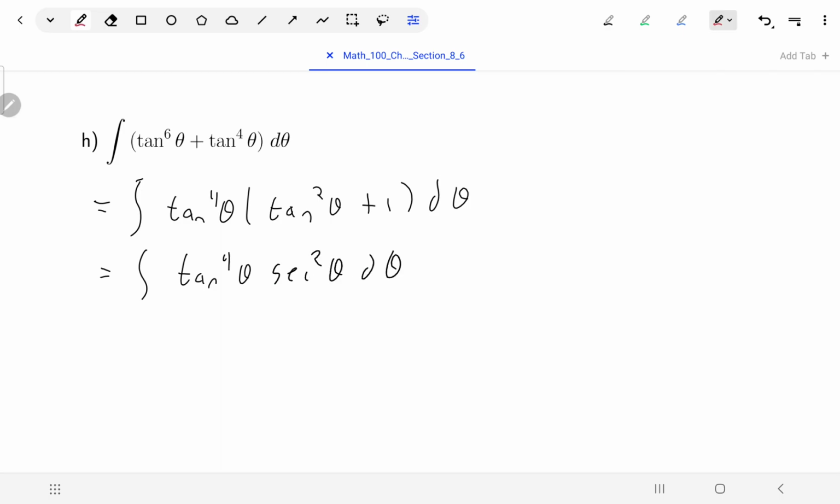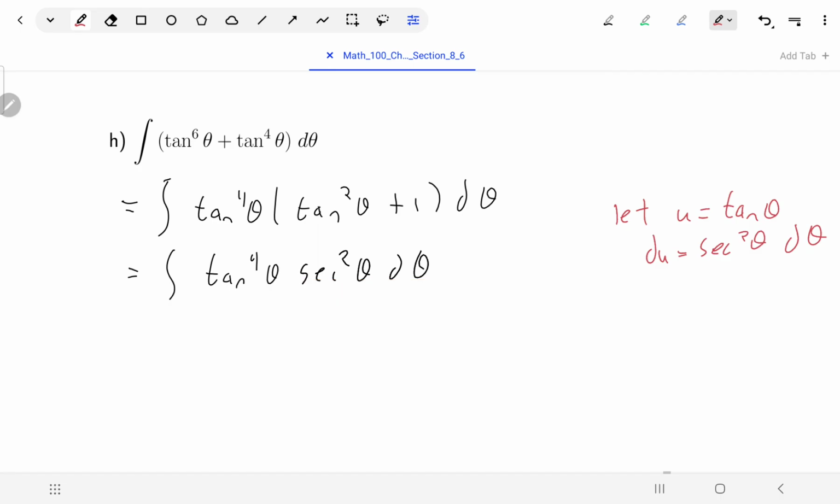And now I have something where I can do a substitution. If u were to be replacing tangent, then du would be the derivative of tangent, which is secant squared times d theta. And so now I have something to replace secant squared d theta. That'll be my du. I have something to replace the tangents. Those are u's. So now what I'll have is tangent to the power of 4, or u to the power of 4, and secant squared theta d theta, that is du.